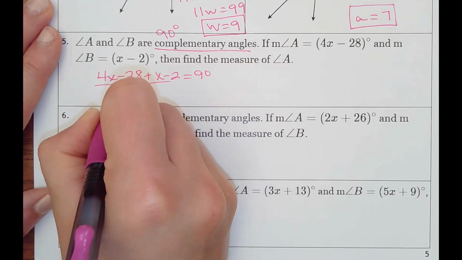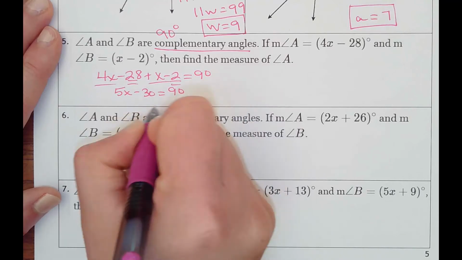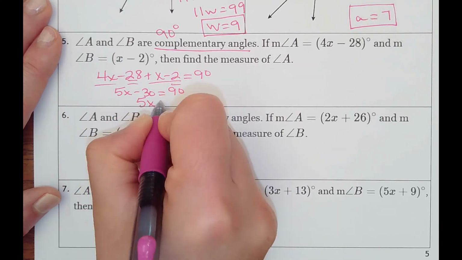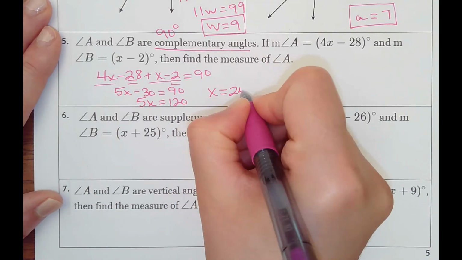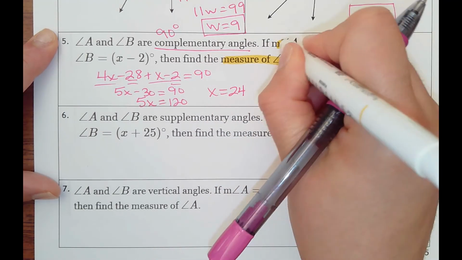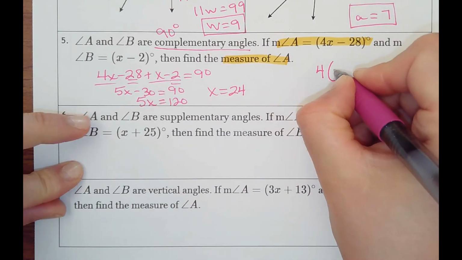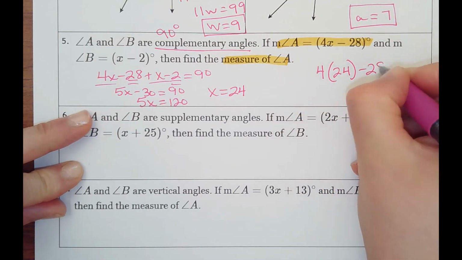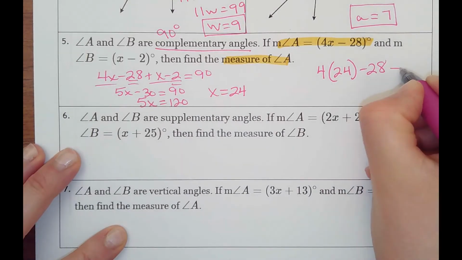Put my like terms together. Add 30 to 90, that would be 120. What is 120 divided by 5? 24. But that's not the angle measure. They want us to specifically know what the measure of angle A is, which says that it's going to be 4 times our x value of 24 minus 28. And I would just plug that on a calculator just like that. And you should get 68 degrees.